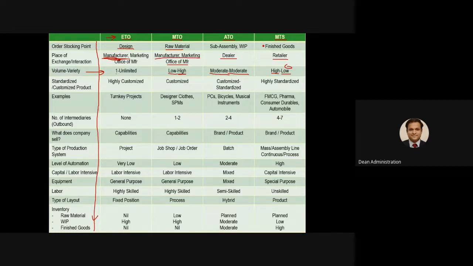And what about the ETO? ETO will have one volume. That means one thing at a time you can do. And what is the variety? Unlimited variety. That means you can customize it as much as you want. In fact, engineer to order is all about customization only. So we discussed all of these four types of manufacturing strategies, and we also discussed a few of their attributes. We'll discuss the rest in the next session.